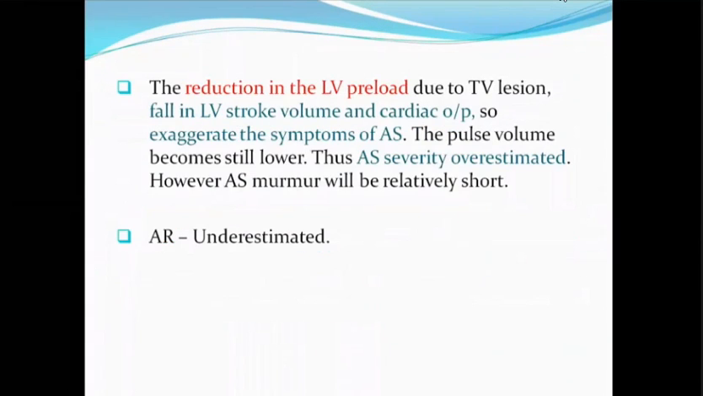And the reduction in LV preload due to tricuspid valve lesion causes a fall in LV stroke volume and cardiac output. So it exaggerates the symptoms of aortic stenosis, and the pulse volume becomes still lower. Thus the AS severity is overestimated in the presence of associated tricuspid valve disease. However, the AS murmur will be relatively short, and in association with tricuspid valve disease, AR is underestimated.